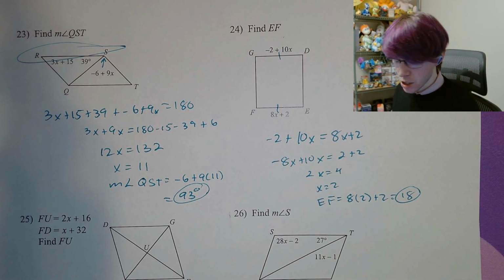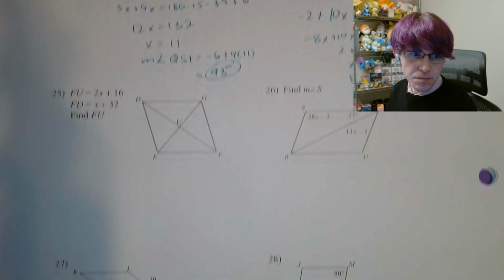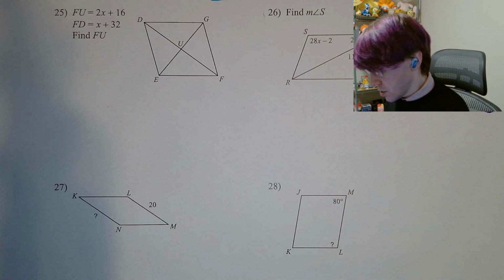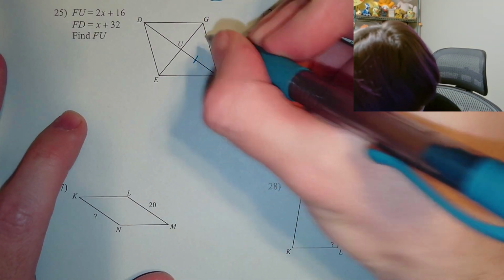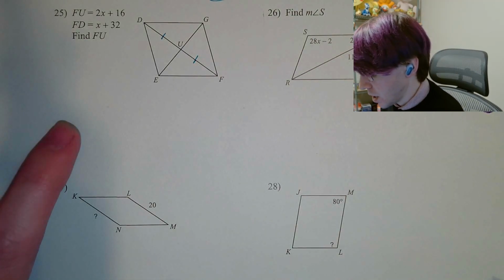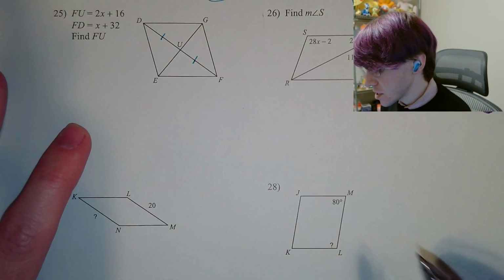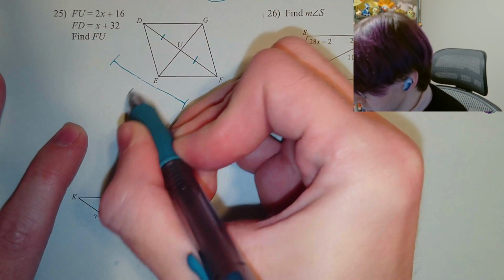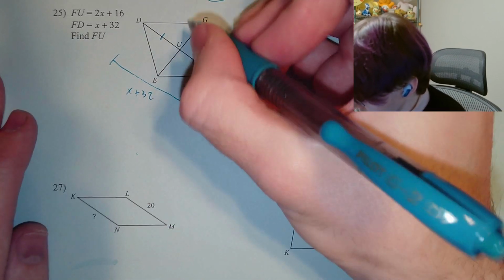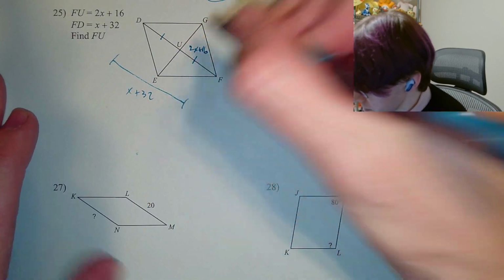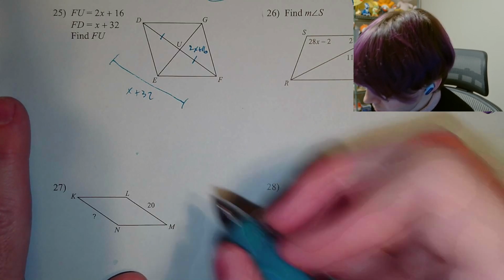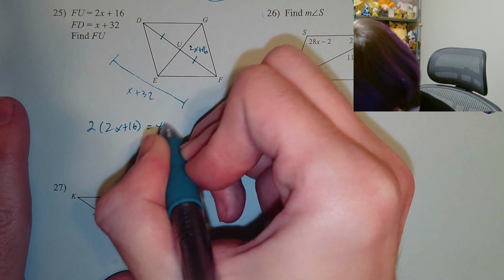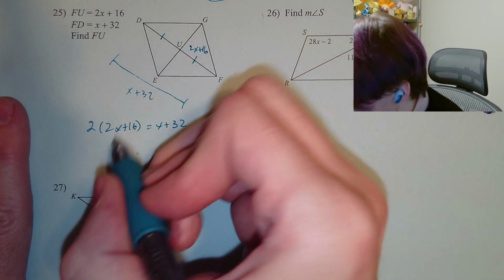There we go. Question number 25. So yet again, we're told that these two things are equal to each other because it's a parallelogram. However, it does tell you that FD, which is the entire length from side to side here, is going to be x plus 32. So you have 2x plus 16 here. In other words, there you have 2 of these 2x plus 16s is going to be equal to x plus 32.